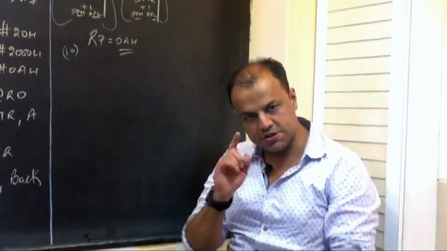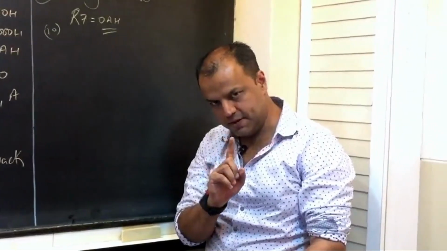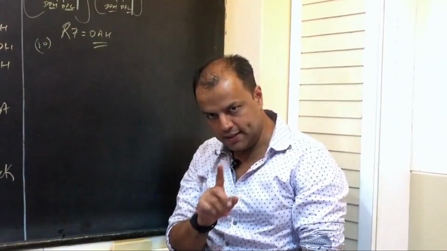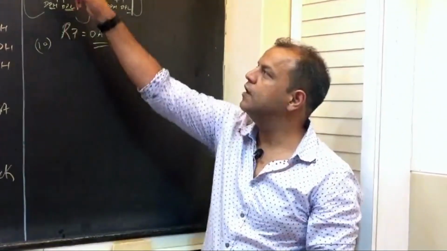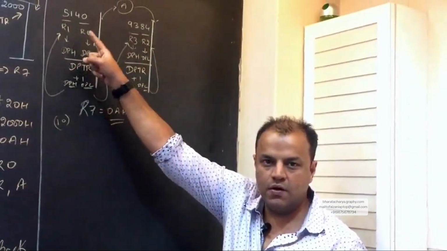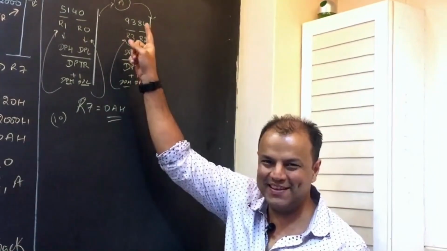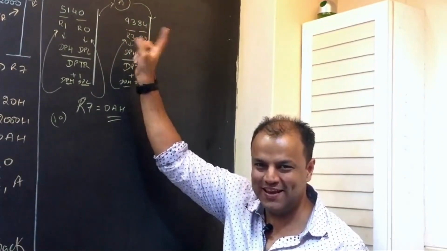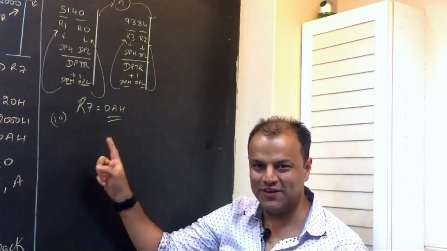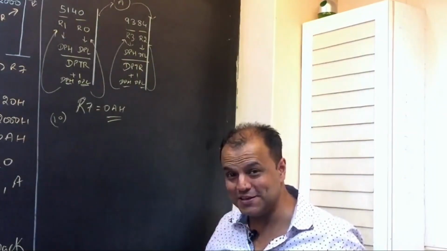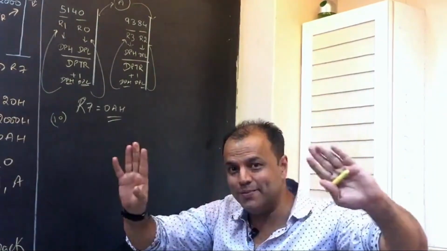I will repeat the whole logic. Please don't make me repeat it again. Get it in this one now. Initialize R1 with 51, R0 with 40, R3 with 93, R2 with 84, R7 with 0A. That is your initialization. It should happen outside the loop, in the beginning.